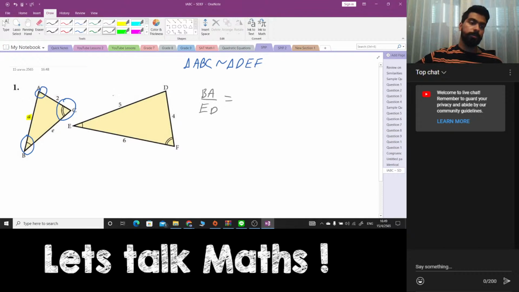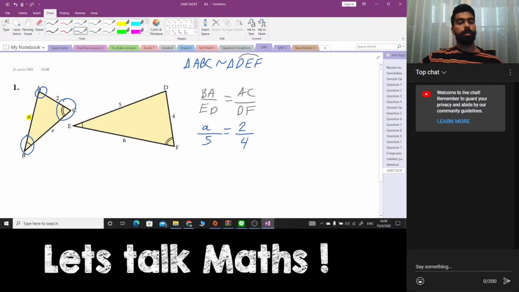Is equal to, so we are going BA over ED is equal to AC over, so we went from the first to the third, and similarly here also we go from the first to the third over DF. There you go, guys. So now let's write the value of it. BA is A, so A over 5, ED is 5 from right here, is equal to AC is 2 over DF is 4.